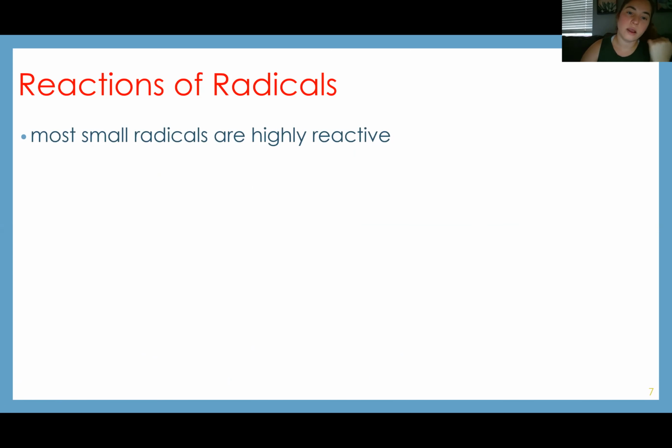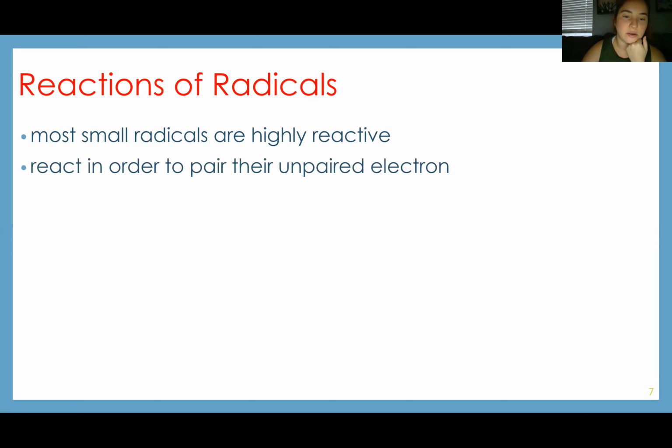So we're going to start doing the reactions with radicals. Most small radicals are highly reactive, so they are really, really good initiators and good at terminating reactions as well. Radicals will react in order to pair their unpaired electron. So it's like they're all running around with half of what they need, and they're looking for their soulmate. They're trying to team up with somebody else who has an unpaired electron to stabilize themselves.